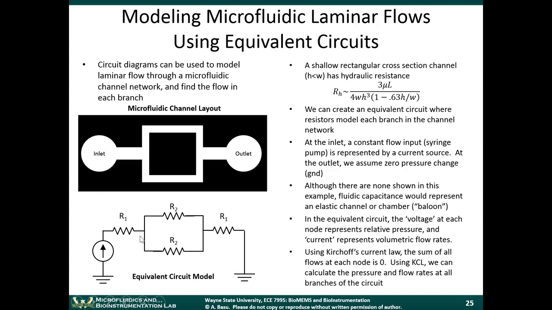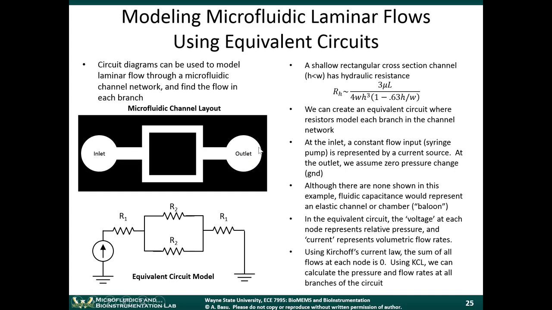Using Kirchhoff's current law or Kirchhoff's voltage law, we can solve for the voltage at this node, the voltage at this node. And those voltages actually would correspond to pressures at different points in the channel network. The pressure here is grounded, so you can consider this as atmospheric pressure. When you're flowing fluid through this channel, you're going to end up building a pressure difference across the channel. The pressure on this side is going to be larger than the pressure on this side.